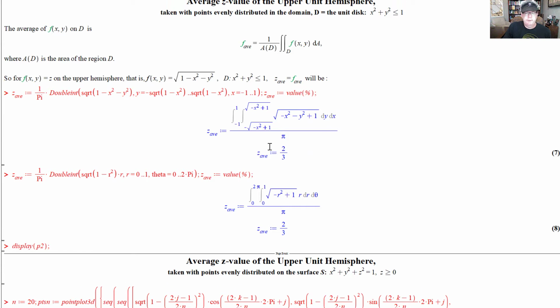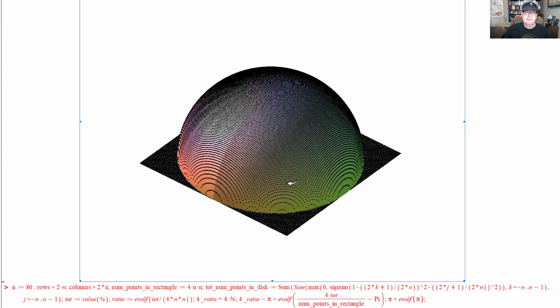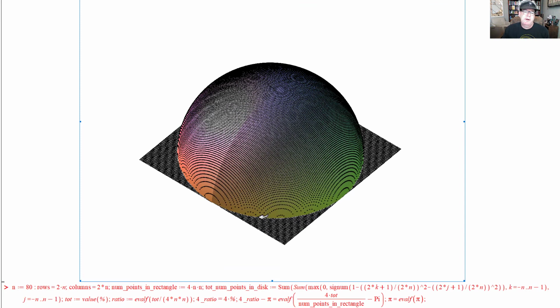So a couple ways to do it. You can either do it in rectangular or polar coordinates. So the z value, or I should say the function square root of 1 minus x squared minus y squared. So in polar, it'll be that. All right, so 2/3.